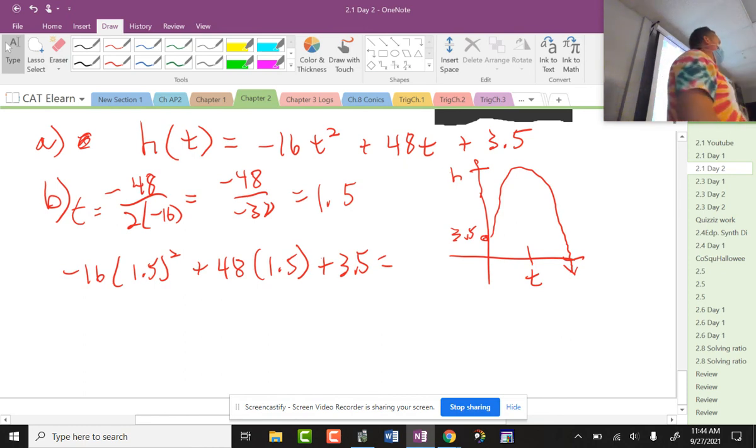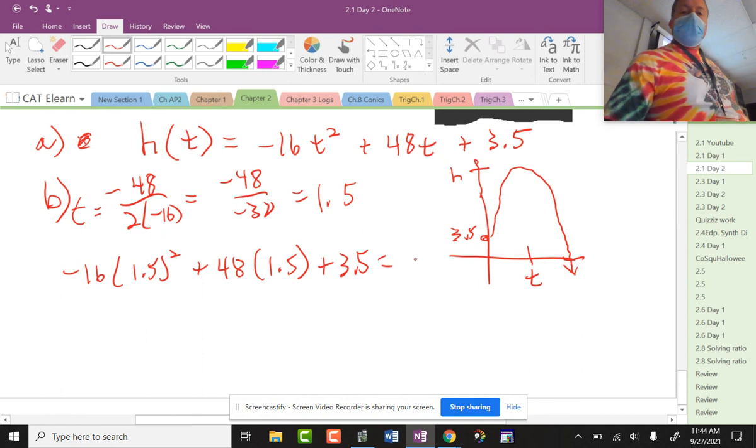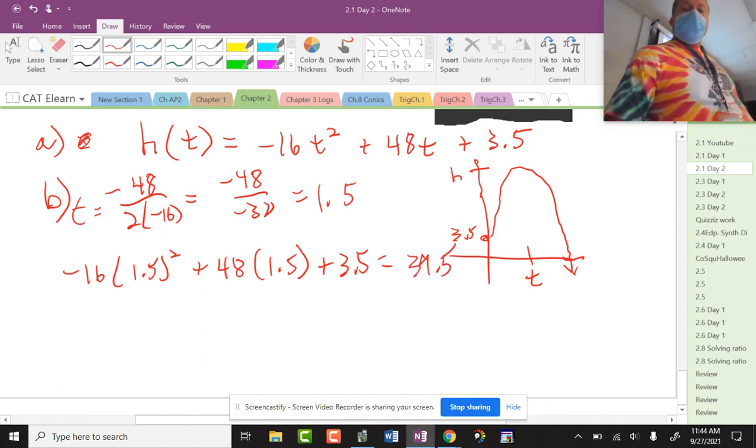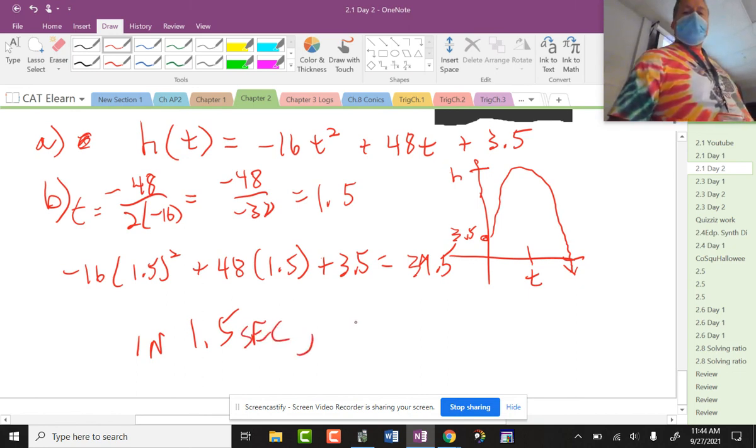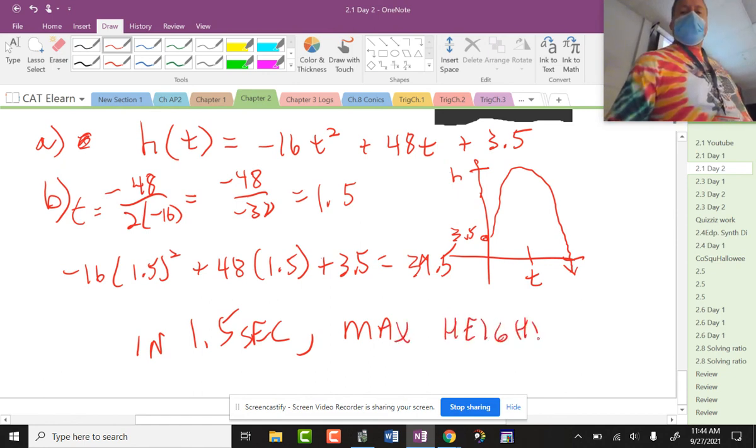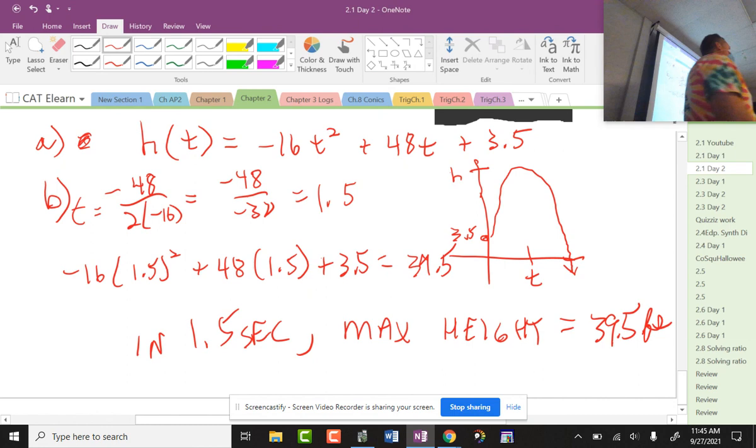By the way, what did you get for an answer? 39.5. So in 1.5 seconds, forgot my S, max height. 39.5 feet is what it will reach as its maximum height.